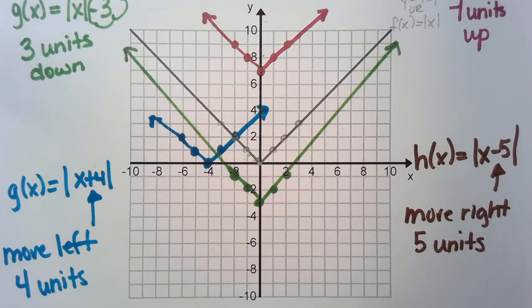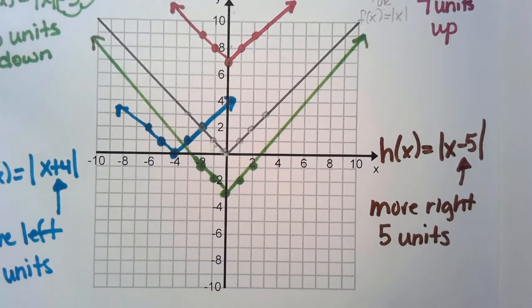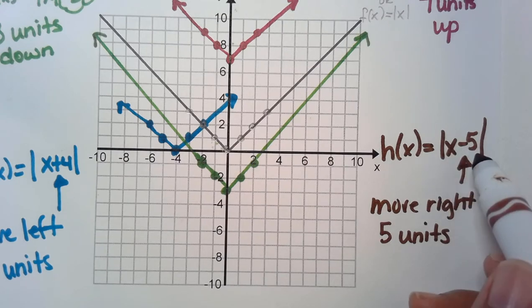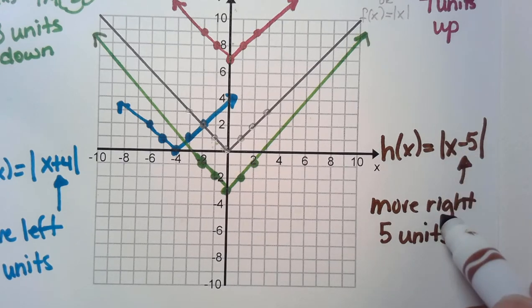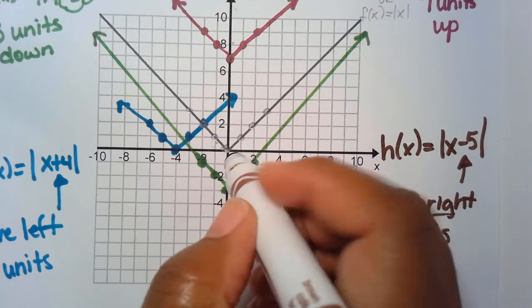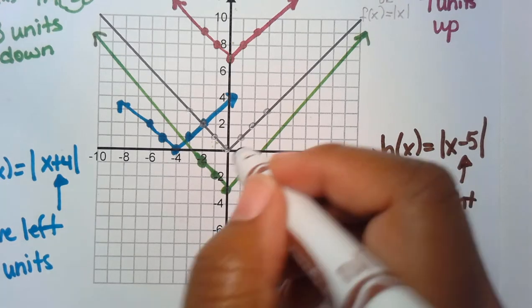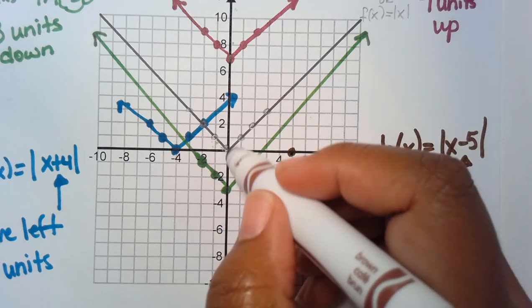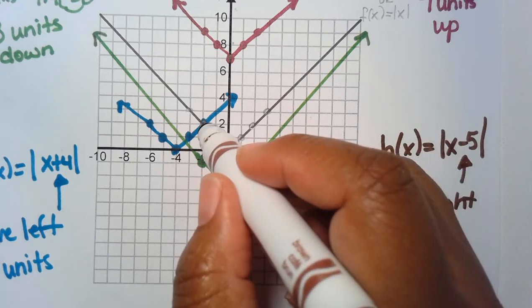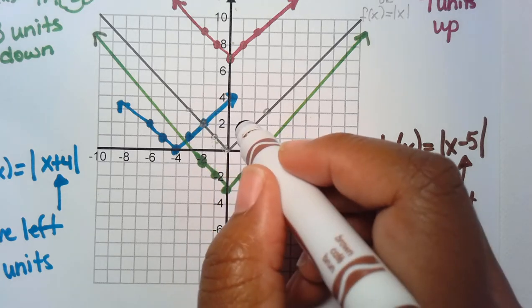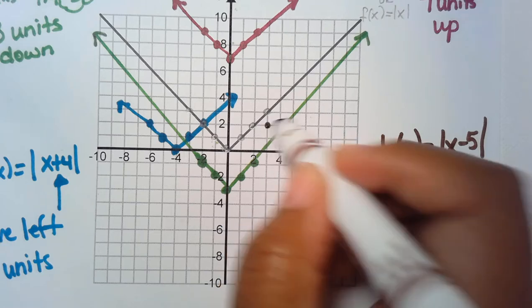And then that is our g of x. And then our h of x, I'm going to color that in brown. We have the absolute value of x minus 5. Because it's minus 5, we're moving right 5 units from our original graph. So starting at 0, 0, count over 5 units to the right: 1, 2, 3, 4, 5. And then the other points, let's start at negative 2, 2, count over 5 units: 1, 2, 3, 4, 5.